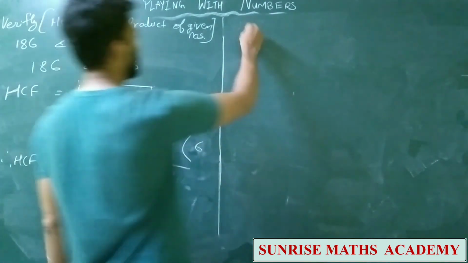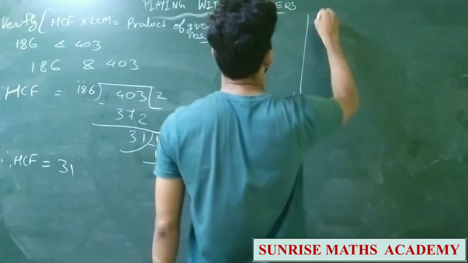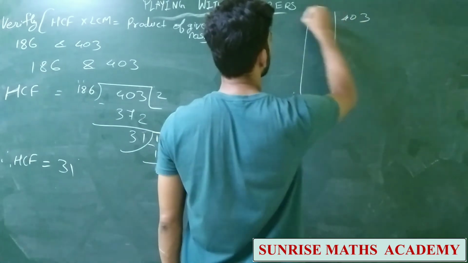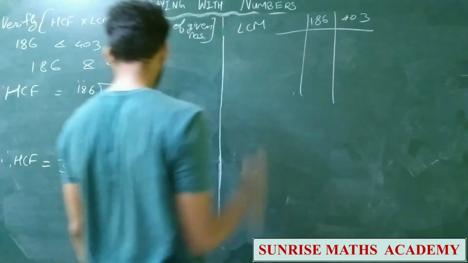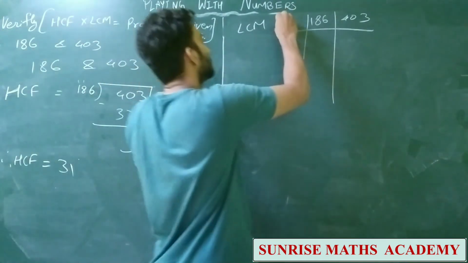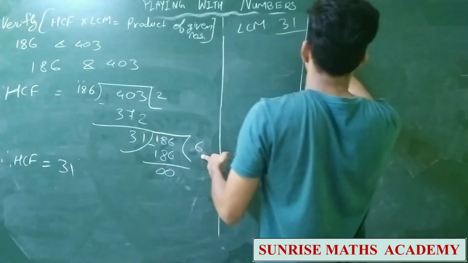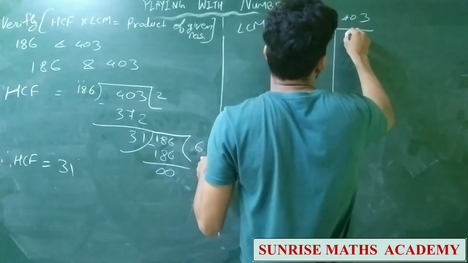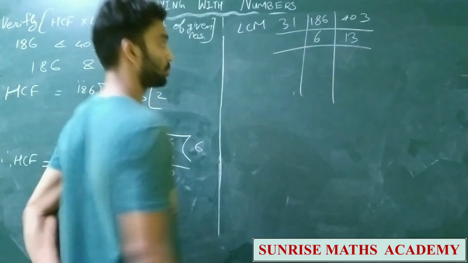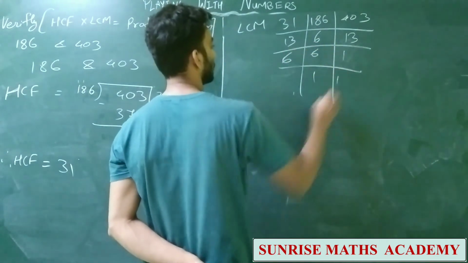LCM, we can use the common division method. As you can see, the HCF is 31. Both have the common factor 31, so we divide this by 31. So 31 into 6 is 186 and 31 into 13 is 403. 6 and 13, there is no common factor, so we divide this by 13 once and then 6 once.